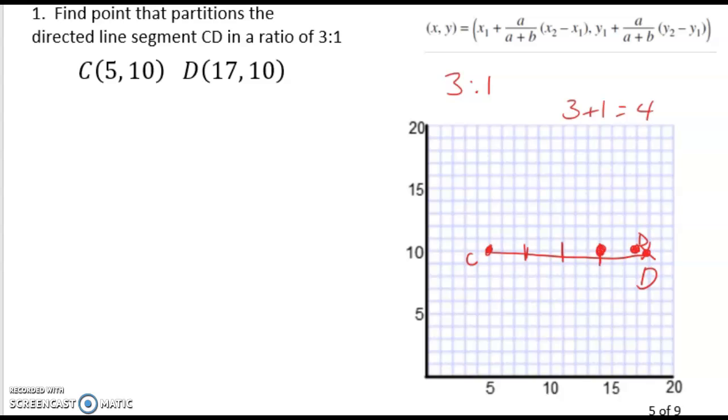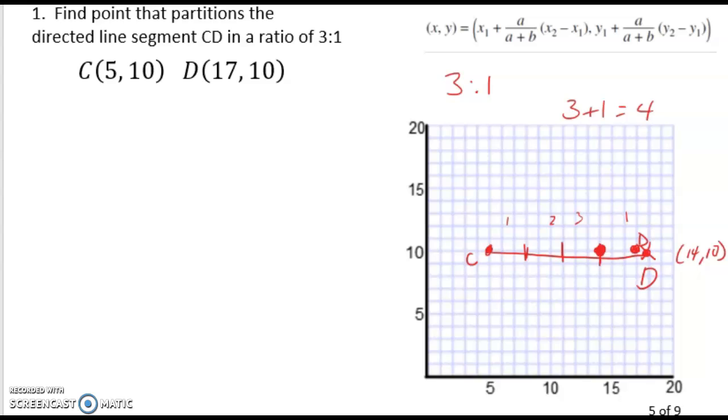So that's going to be this point right here, because there's 1, 2, 3 pieces, and only 1 piece on the right side. So what is that point? That point is 14, 10. So that's the point that I think partitions the directed line segment in a 3 to 1 ratio. But let's see what happens when we actually plug it into the formula.